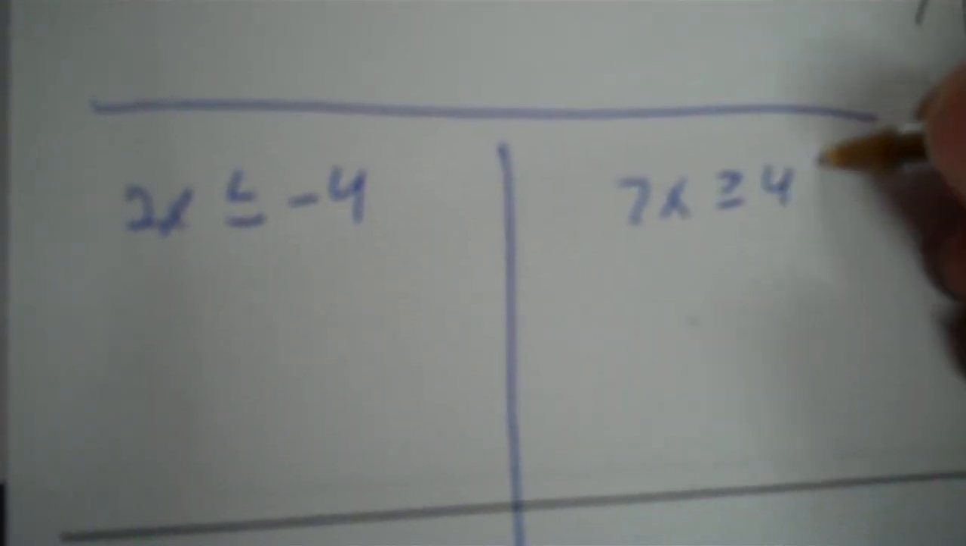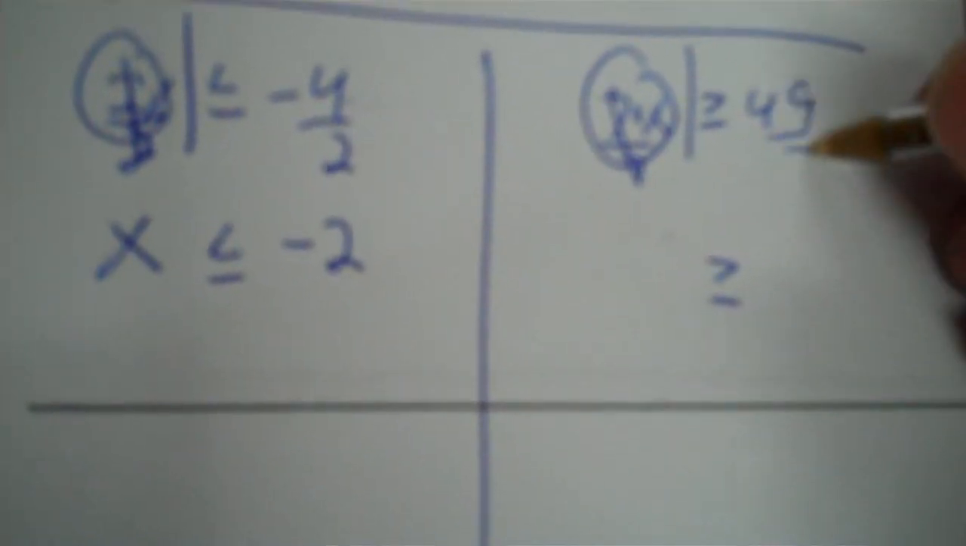So they're already separate for us. So we have 2x less than or equal to -4, and then 7x is greater than or equal to 49. So I need to divide each side by 2. The sign won't change because I'm dividing by a positive 2. So I have x is less than or equal to negative 2.